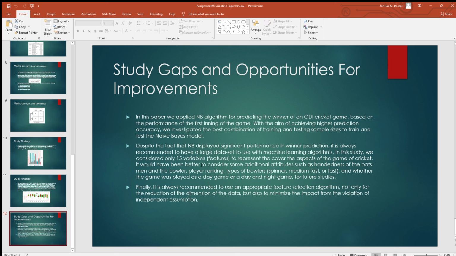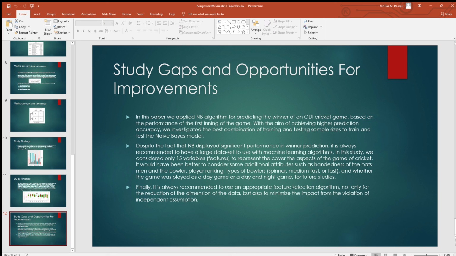In this study, we considered only 15 variables to represent and cover the aspects of the game of cricket. It would have been better to consider some additional attributes such as the handedness of the batsman and bowler. Finally, it is always recommended to use an appropriate feature selection algorithm, not only for the reduction of the dimension of the data, but also to minimize the impact from the violation of the independence assumption.